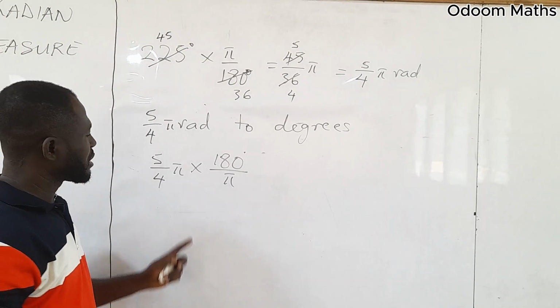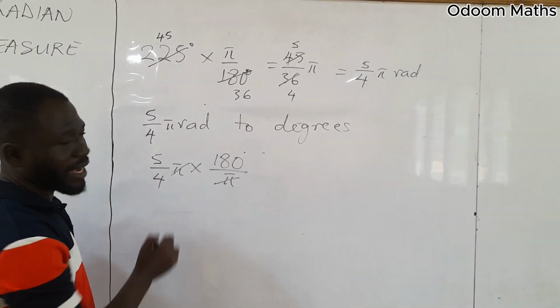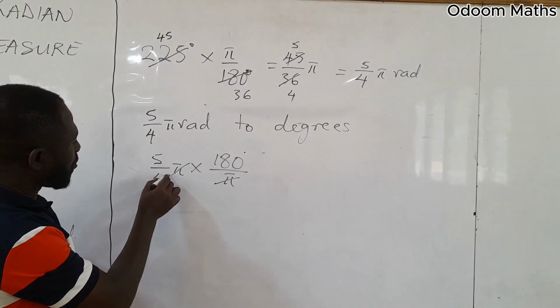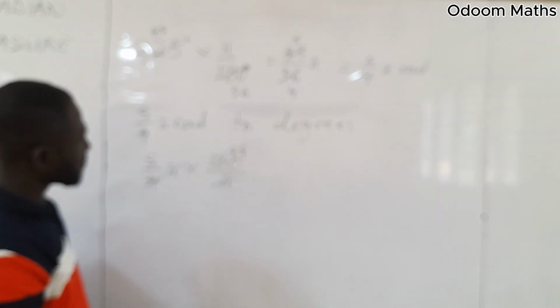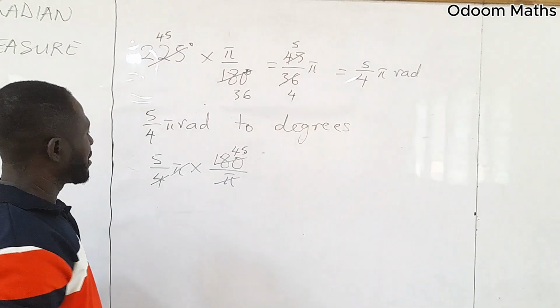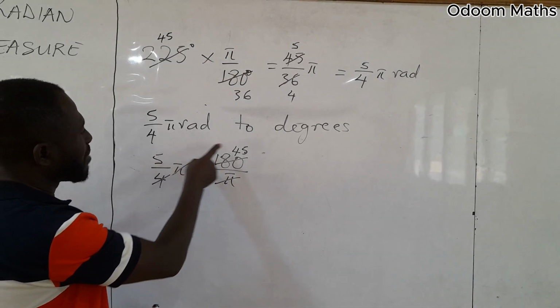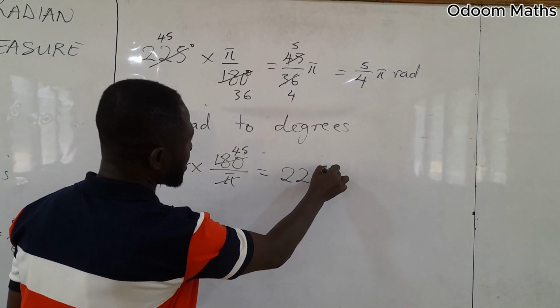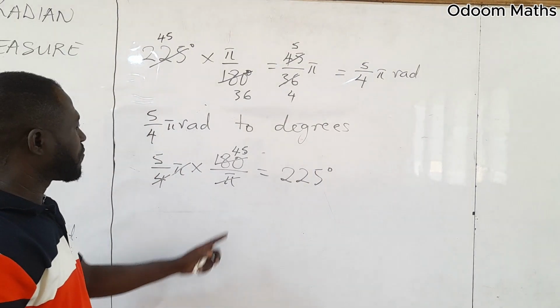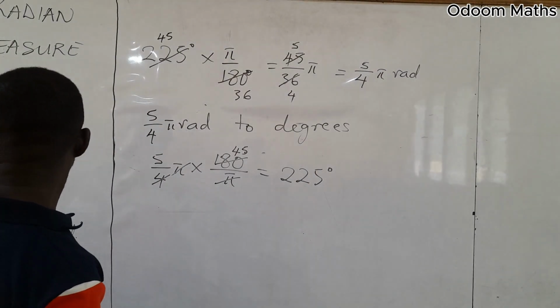In this case, pi cancels pi. 4 into 180 is 45. Now we multiply 5 by 45, so that is going to be 225 degrees.